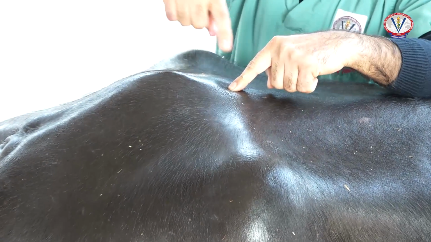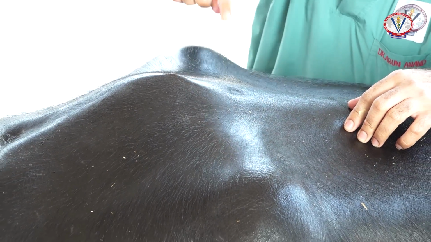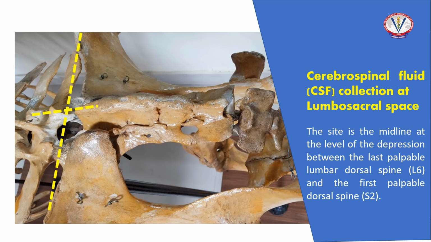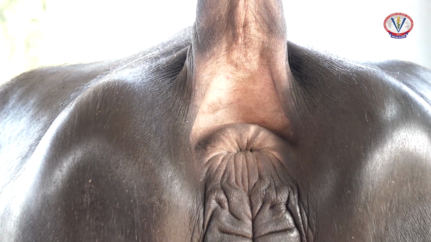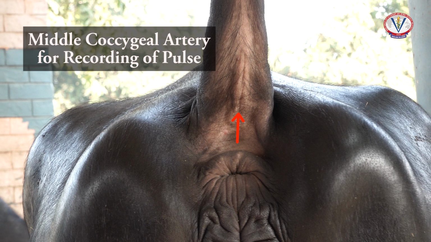Another anatomical landmark for this site is a transverse line between each iliac wing. Local anesthetic is infiltrated subcutaneously at the site. The needle is advanced at a right angle to the vertebral column. The second important procedure in this area is recording of pulse. The pulse is recorded from the middle coccygeal artery, which is palpable along the midline of the ventral surface of the tail approximately 5 to 10 cm from the tail head.